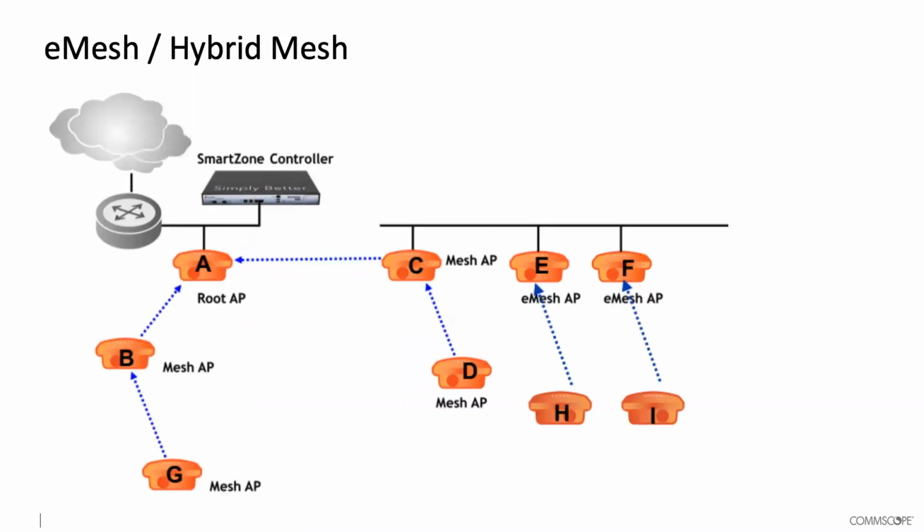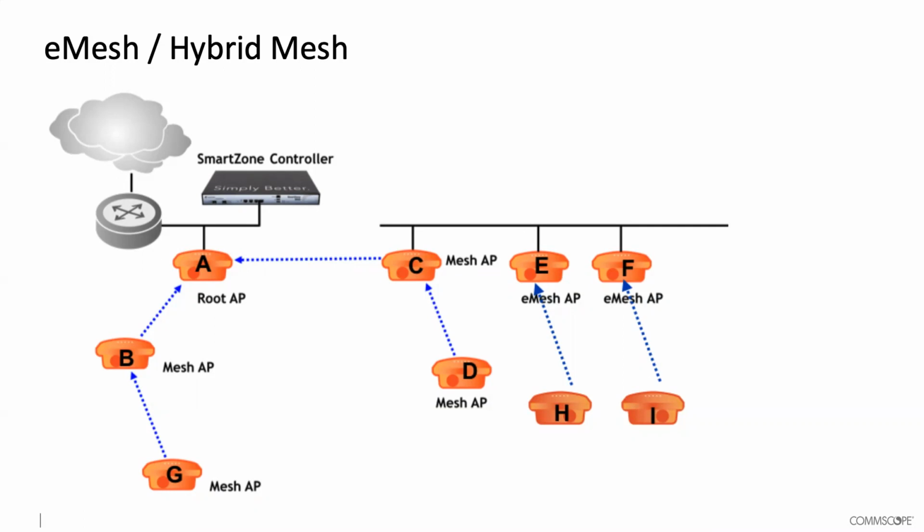So really all this means is, if you look at the A and C there, actually the A there is your root AP. The B and G are your mesh APs, so they're just wirelessly connected to A, which is the root. And then the AP with the C label is another mesh AP connected to the root called A. And then we have some APs that are connected to AP C with a cable connection. So I can actually mesh an AP and then use the Ethernet port on that AP to connect other APs to it. And this is what we call eMesh.